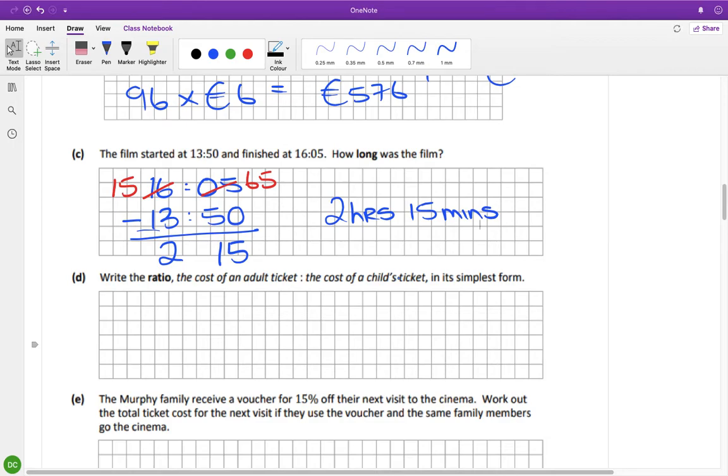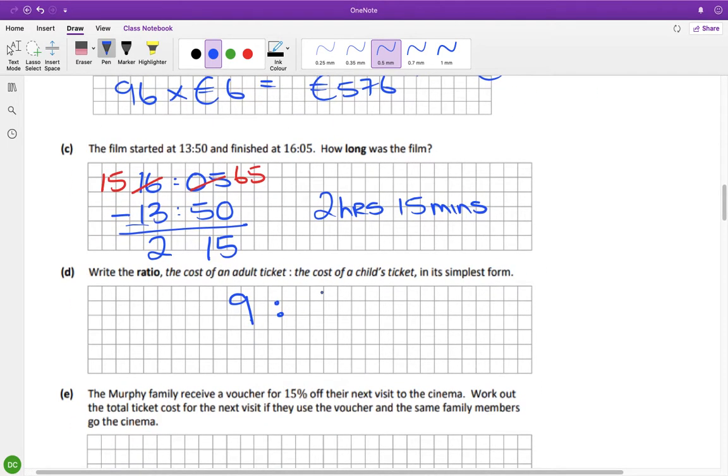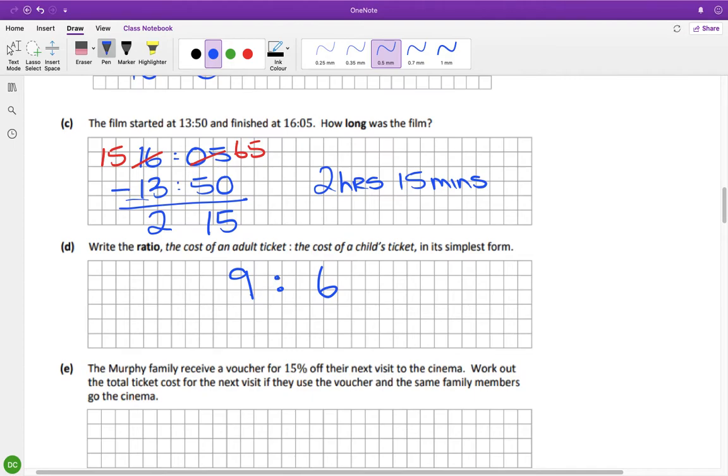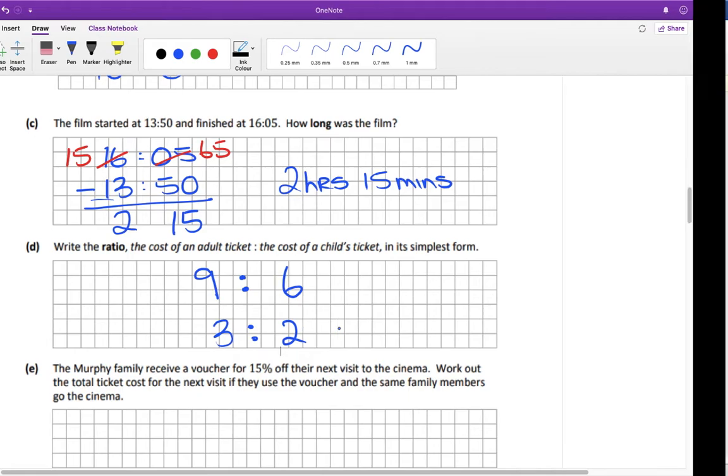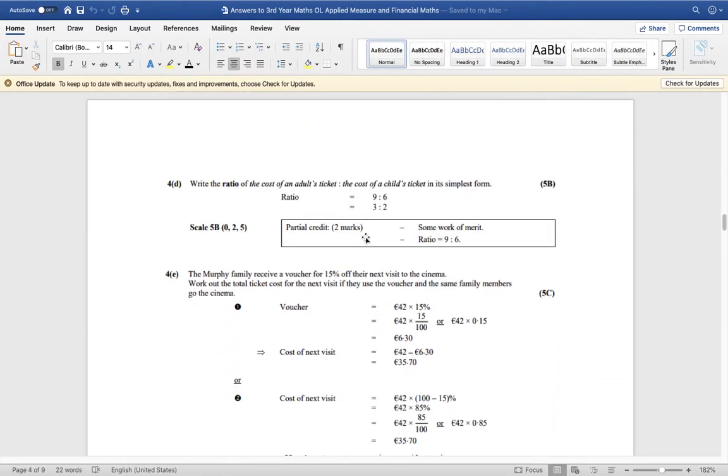Write down the ratio, cost of an adult ticket to cost of a child ticket. So the adult ticket was 9, and the child's ticket was 6, and the ratio just means you put it like this. And ratios are just the same as fractions, so you just simplify it. So is there something that divides into both of those? Yeah, we can divide 3 in. So if you divide 3 in here, you get 3, and divide 3 in here, you get 2. So 3 is to 2 would be the answer to that one.